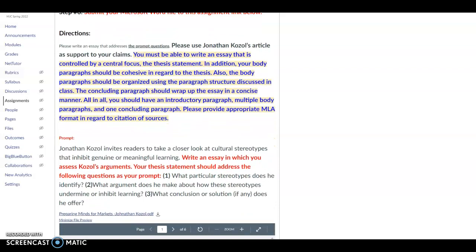Lastly, I wanted to go over the prompt. Jonathan Kozol invites readers to take a closer look at cultural stereotypes that inhibit genuine and meaningful learning. Write an essay in which you assess Kozol's arguments. Your thesis statement should address the following questions from your prompt. So you're going to make a sentence that's going to address these questions.